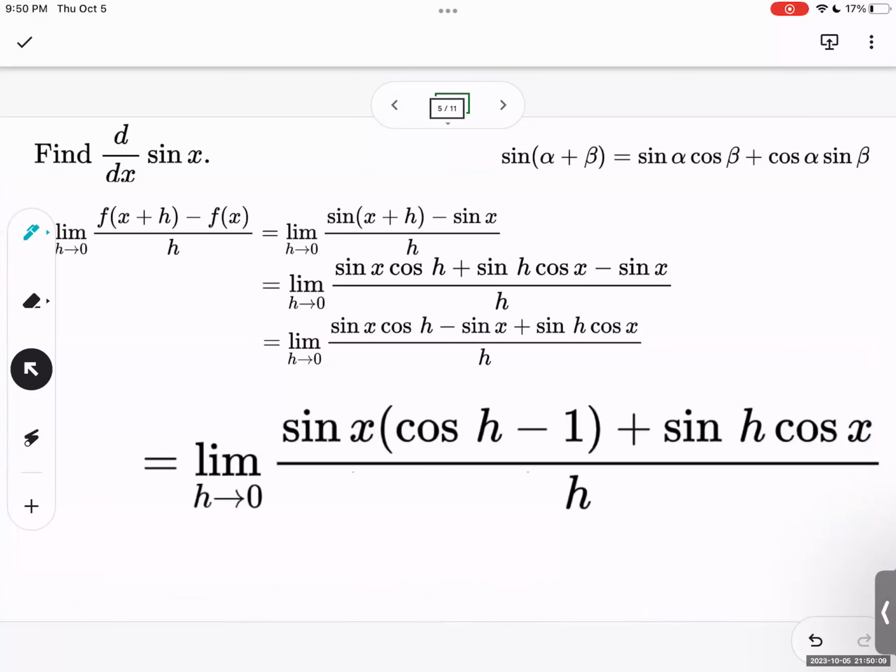So now over here, I can factor out sine x. I have sine x times cosine h minus sine x, so I can factor the sine x out and get cosine h minus 1, plus sine h cosine x.